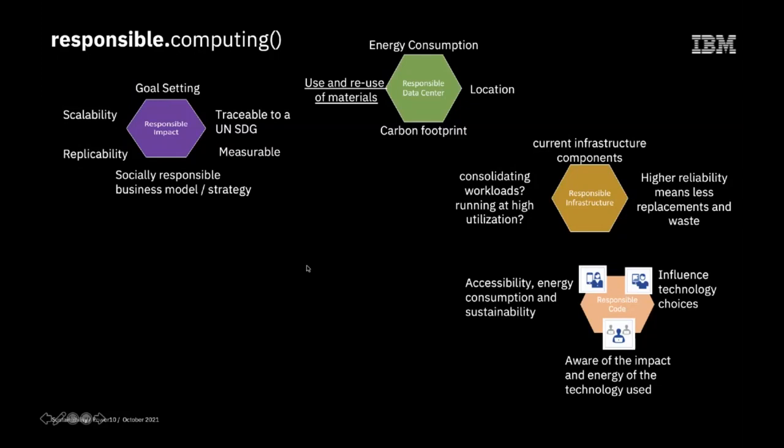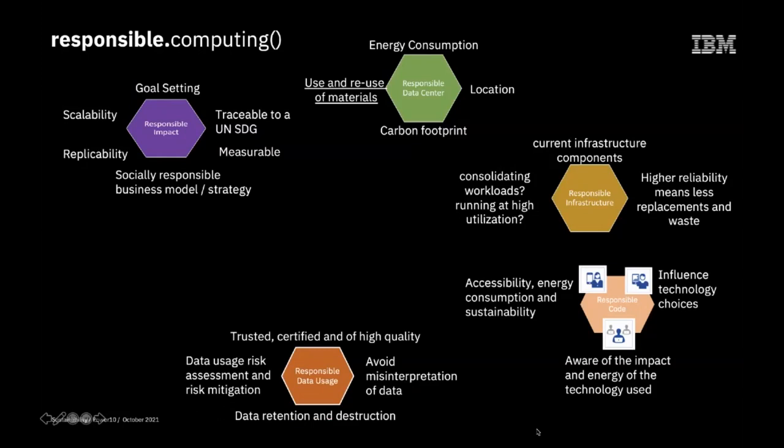And then we've got the usage. I've seen this most recently when I was looking at the AI world, but it's about making sure that you're working with trusted, certified, and high quality data, avoiding misrepresentation of that data, and making sure you have a risk assessment and mitigation for how you're using it. GDPR is one element to this, obviously, and there are other elements too. And then you need to consider how you are retaining it and of course how you destroy it, to make sure that it goes in the way you need it to and people can't recover it in a way that would be undesirable.